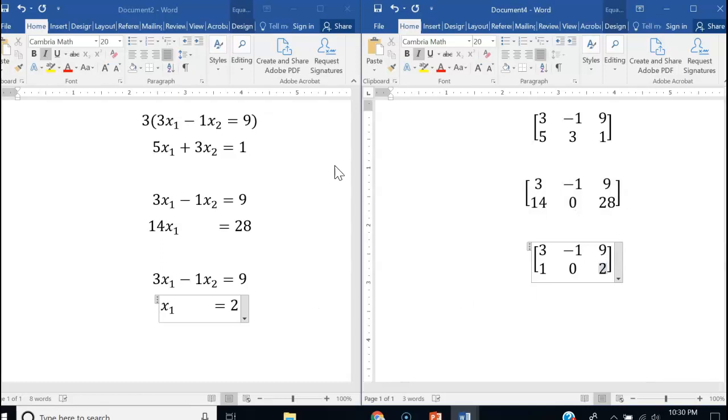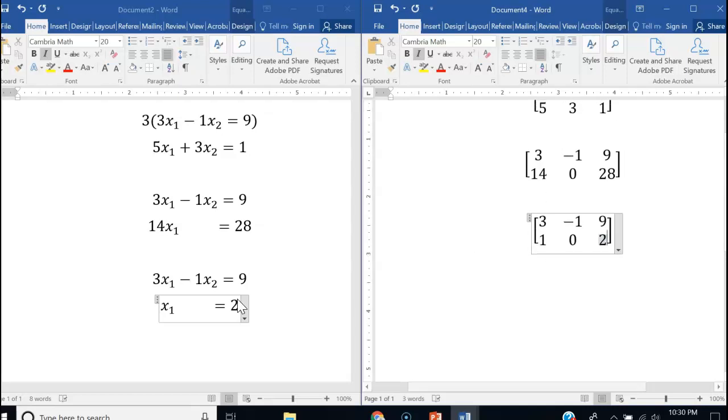So you can see what's happening here. All of the tricks we did to create equivalent systems over here are analogous to doing some sort of operation on the augmented matrix. Okay? Now from here on out, similar things.